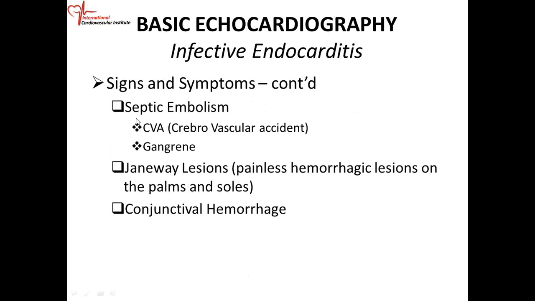So you can get CVA, cardiovascular accident, which is a stroke, because the infected material can travel to the brain, or it can travel to the upper extremity, the hands, the feet, and you can get what we call gangrene. It can also travel to the bowel, the blood vessel supply and the bowel, and you can get gangrenous bowel, which is a real serious, life-threatening complication.